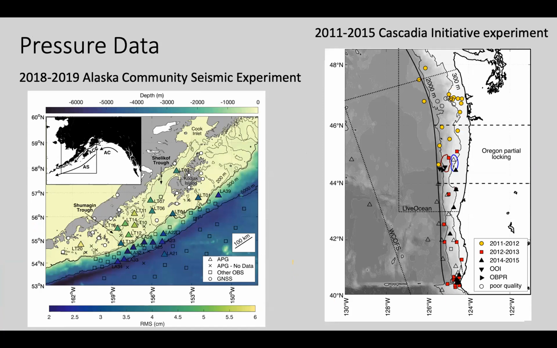So I'm going to talk about a couple of data sets, and just for simplicity, I'm going to merge the work I've done in the two, but just to point to where this data is coming from. On the left here, we have the 2018 to 2019 Alaska Community Seismic Experiment, with the infilled triangles representing the stations that have pressure records. On the right-hand side, we have the Cascadia Initiative Experiment, again with these various shapes representing where we have pressure records. And with both of these, I really just want to emphasize the scale of these deployments, right? These are really large aperture arrays. And that will come back in a second here.